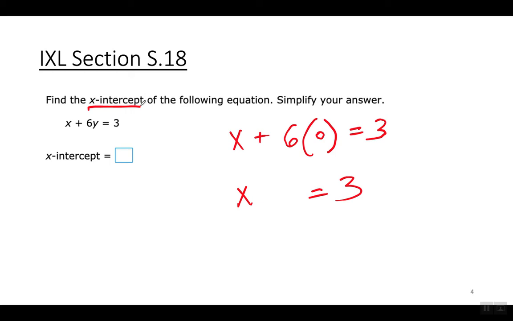Ok? Para encontrar el intercept de x, simplemente tengo que sustituir un 0 donde está y y resolver para x la ecuación. En este caso me da x es igual a 3, así que el x-intercept es 3.